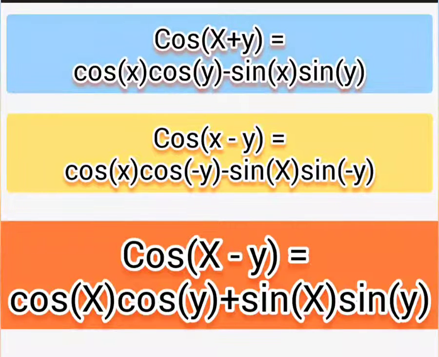Now if we replace y with minus y, then we get cos(x - y) is equal to cos x cos(-y) minus sin x sin(-y). Since we know that cosine of minus theta is equal to cosine of theta and sine of minus theta is minus sine of theta, therefore we can write cos(x - y) is equal to cos x cos y plus sin x sin y. That completes the second result.